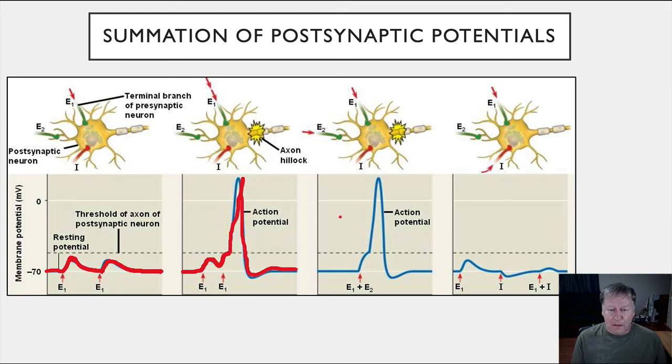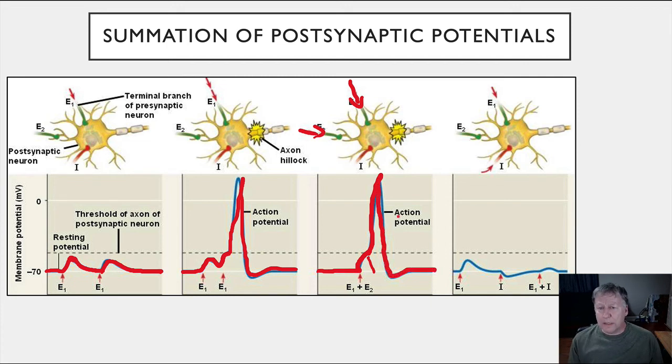Okay. Let's look at this third one. Here we have two different excitatory signals coming in at different locations. So one here at E1, a different one at E2 at the same time. Because it's two of them, they have a summative effect. They bump up more than either one does individually, getting us to the -50 threshold, and an action potential will occur.